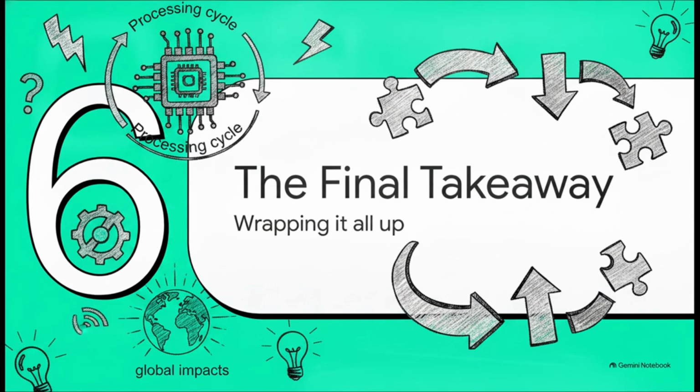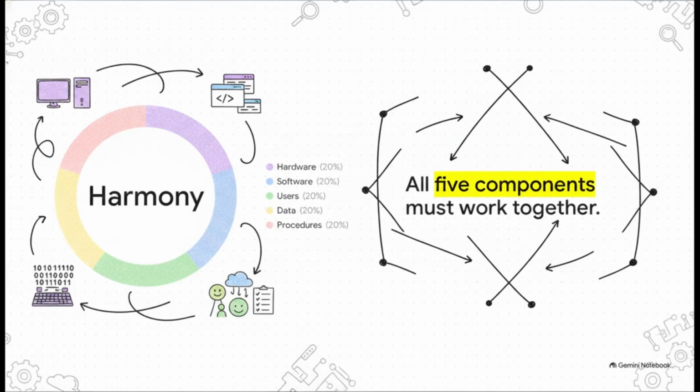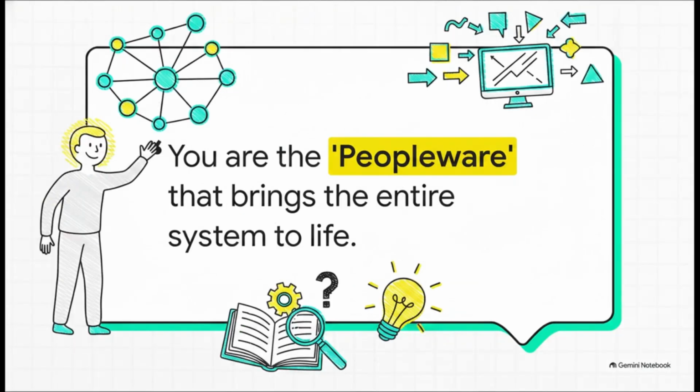And that brings us to Section 6, the final takeaway. Let's wrap this all up. Ultimately, as we've seen, a computer is never just that physical machine sitting in front of you, and this brilliantly illustrates why. To truly master information technology, you really have to look at the whole picture. This 5-part harmony of hardware, software, users, data, and procedures all working perfectly together. Because at the end of the day, you are the peopleware that brings this entire system to life. You dictate what data goes in, and you decide what to do with the information that comes out.